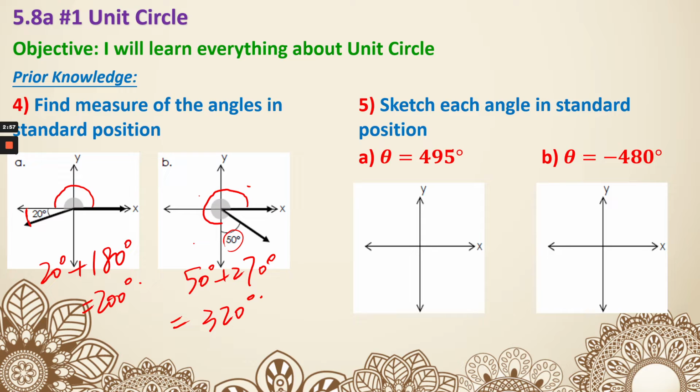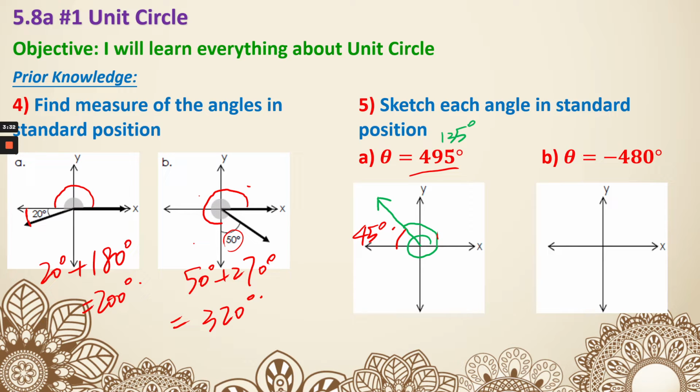Number 5, sketch each angle in standard position. You can see this is clearly bigger than 360 degrees. So we will go a full cycle first, then we will see how much more. Compared to 360, this is 135 more. So we are going to keep going. 135 is around right here. So that is my actual angle. And just as practice, here's the reference angle right here. If this actual part is 135 compared to 180, this would be 45 degrees.